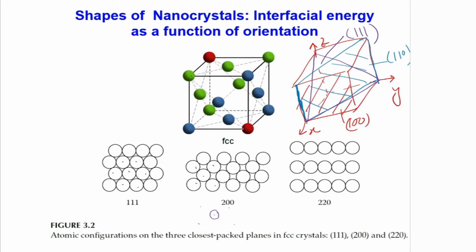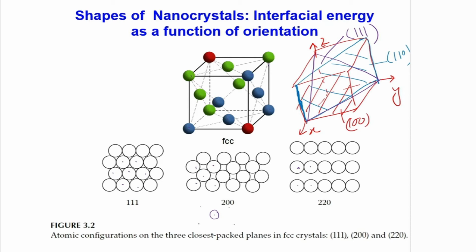Then on the other hand, this 100 facet is like this, right? You can see that there are 1, 2, 3, 4 atoms. And then there is a central atom, which is missing here, not shown. So it will be like this, correct? Or wrong? This is wrong, basically. There will be no such atom situated there. It will be like this. Now, let's consider these kinds of structures. So this is the atomic configuration of the three planes.